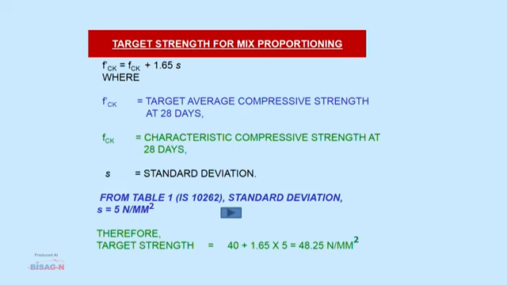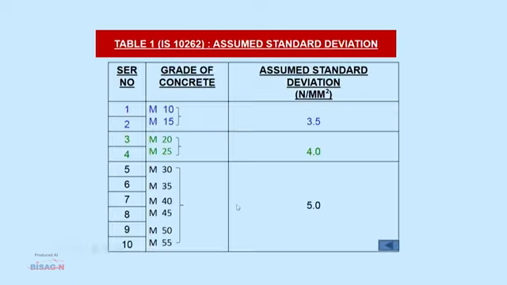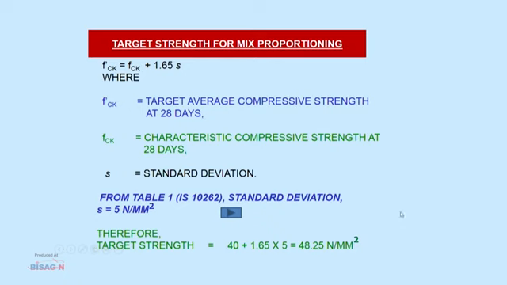We will calculate the target mean strength required for carrying out the mix design. This is the formula given in the code. F_ck' equals F_ck plus 1.65 S. F_ck' stands for target average compressive strength at 28 days. F_ck is characteristic compressive strength at 28 days for the concrete and S is standard deviation. From table 1 given in IS 10262, we will get the standard deviation. It is given for M40 concrete as 5. So, by taking the standard deviation as 5, the target mean strength is worked out to 48.25.